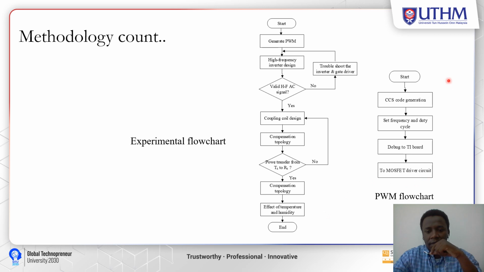And this is the PWM, how we are supposed to generate the PWM. Normally here we use a CCS code generator, or Code Composer Studio, and then we feed in the frequency and duty cycle, debug it to the TI board, Texas Instruments board, and then to the MOSFET inverter for switches.